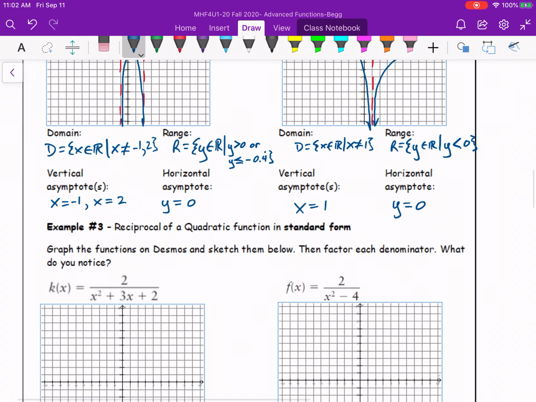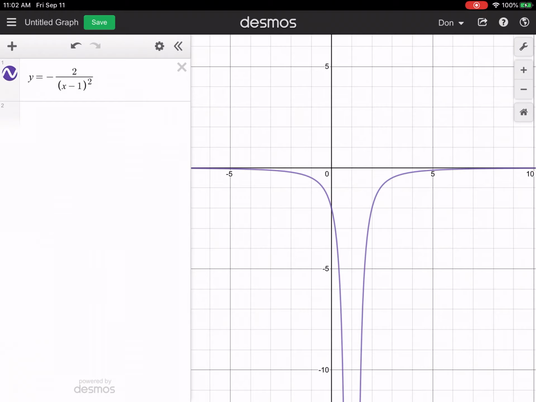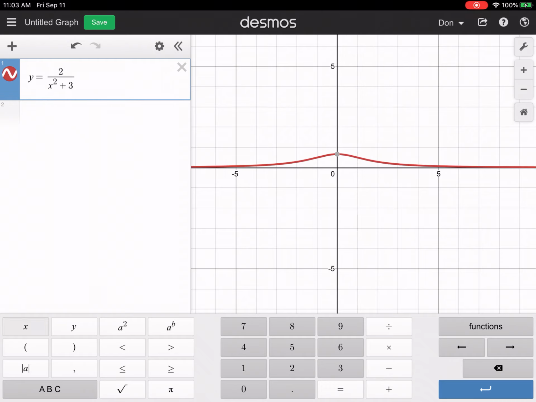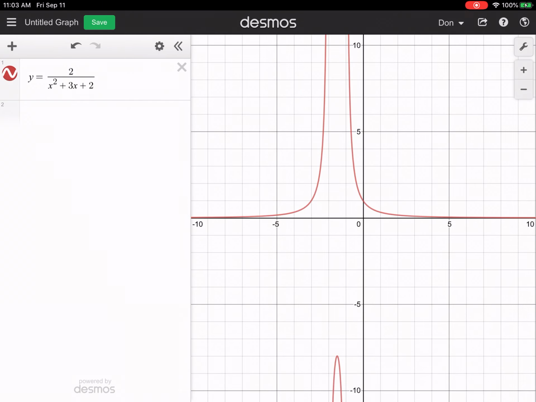Okay, let's look at a couple that are in standard form. Graph the functions on Desmos and sketch them below. Then we're going to factor them so we can see what connections there are. So it was 2 over x squared plus 3x plus 2. Okay, and so let's just recenter that. You can see there's actually 3 chunks to this graph.